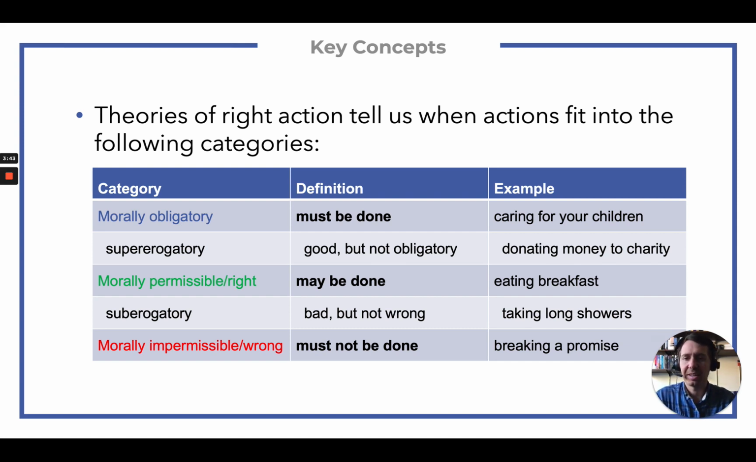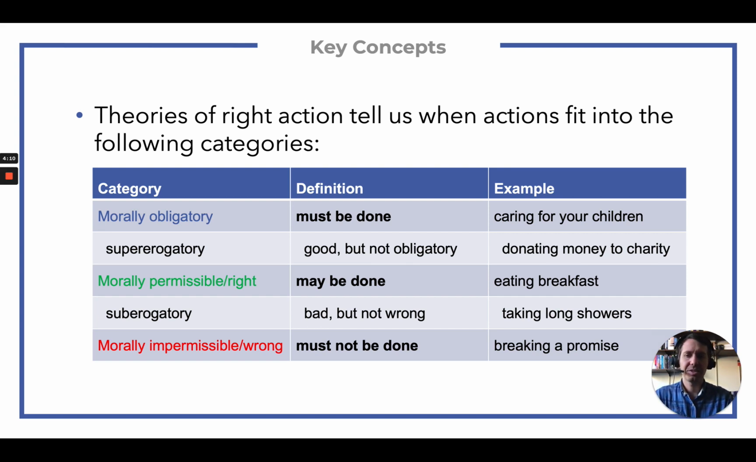So what it means for an act to be morally obligatory is that it must be done. You have to do it. And not legally, right? But morally. In order to be a good person, to meet your moral obligations, you've got to do this thing. So if you have children, for example, we think you're morally obligated to care for your children. You can't neglect them. That would be problematic. So that's a moral obligation.